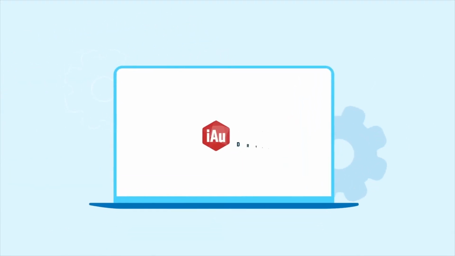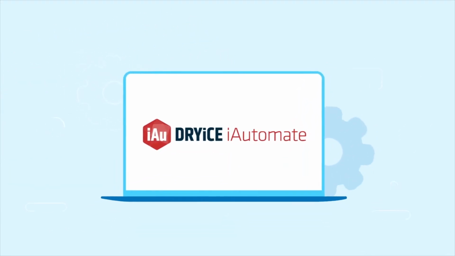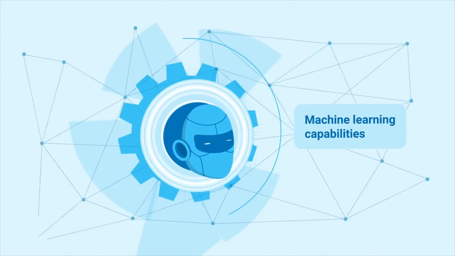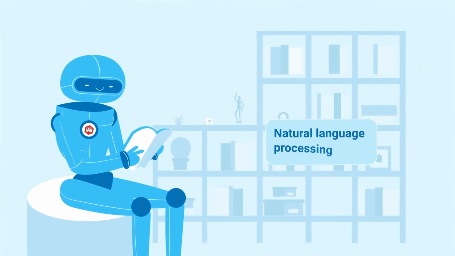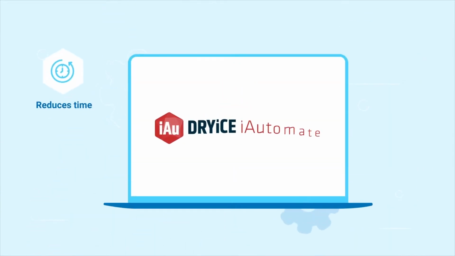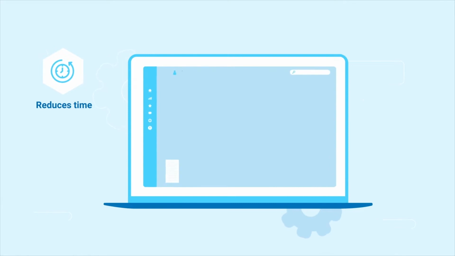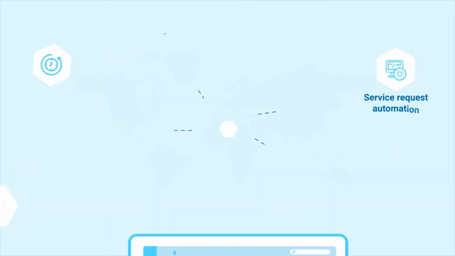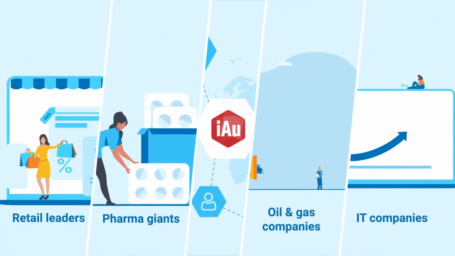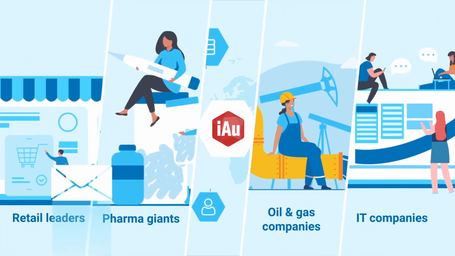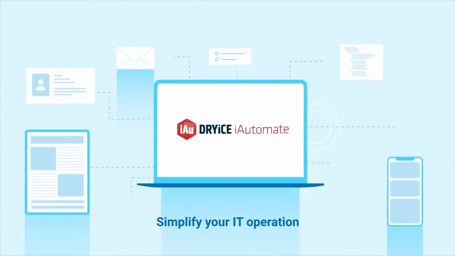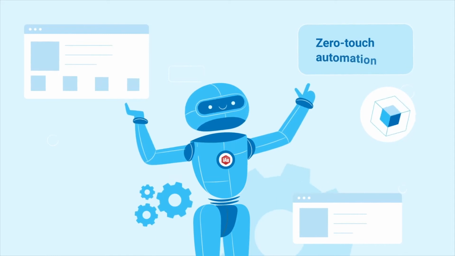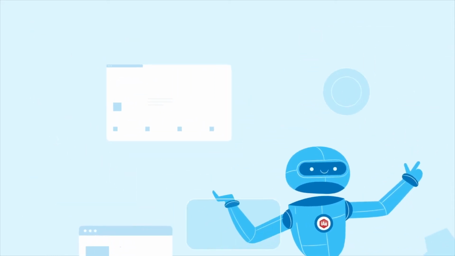Introducing DRYiCE iAutomate, an intelligent runbook automation product powered by artificial intelligence, machine learning, and natural language processing that reduces your time spent on manual and tedious endeavors by automating tickets, tasks, service requests, and more. iAutomate is trusted by businesses across different industries. iAutomate quickens your IT resolution lifecycle, enabling enterprises to reach a state of zero-touch automation with faster time to value.